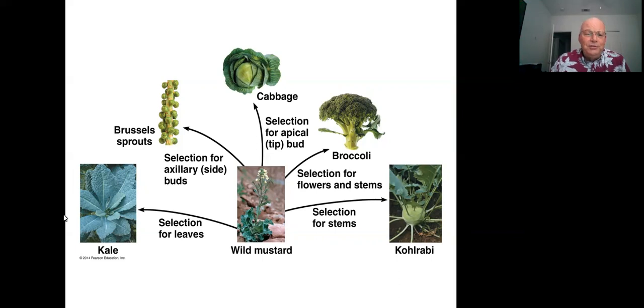So all of these vegetables belong to what's called the... now it's... the name has left my brain. I've lost it at the moment. The thought has vanished.